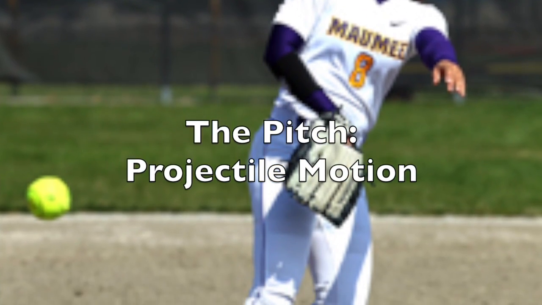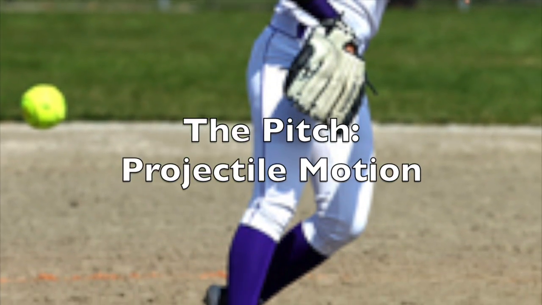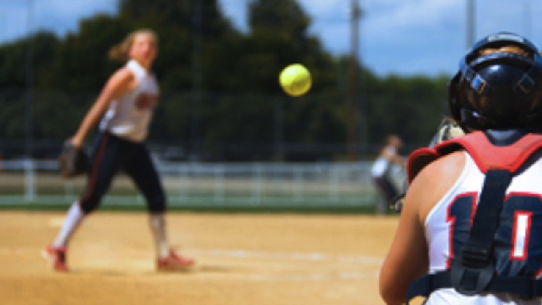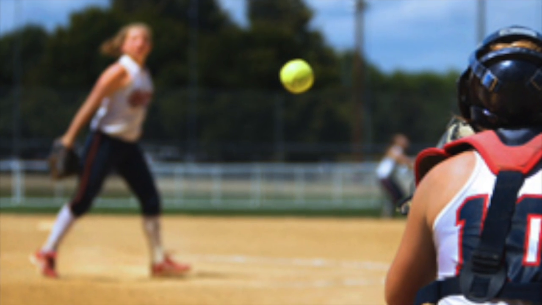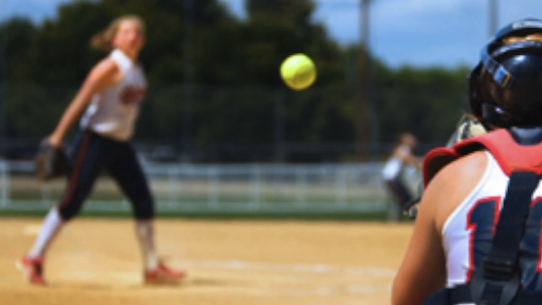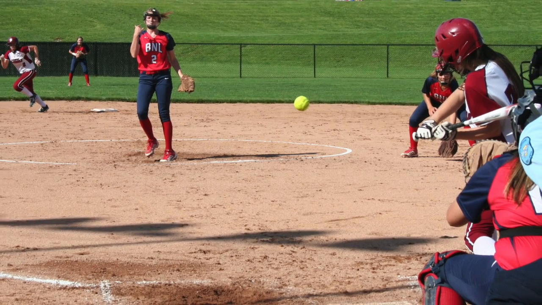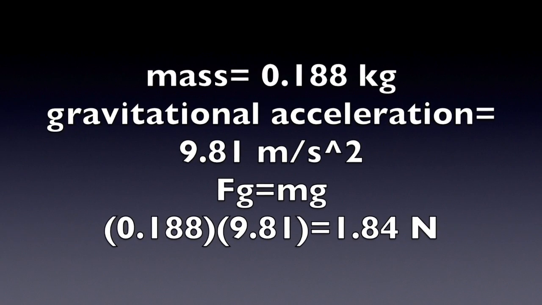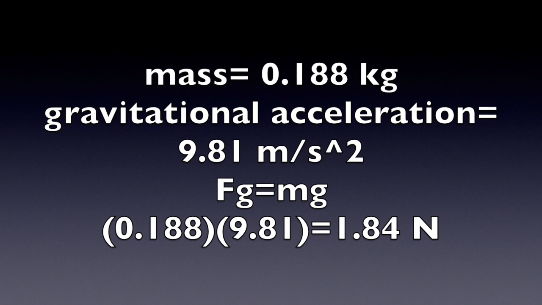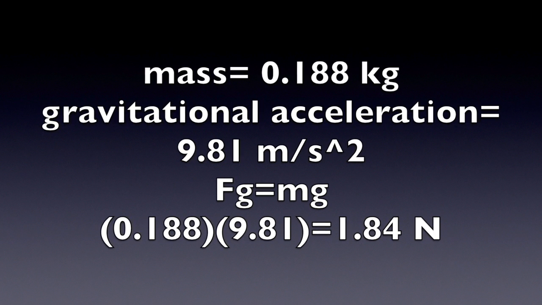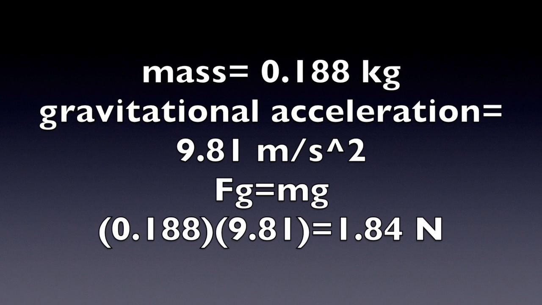When a softball is pitched, the ball is known as a projectile, an object that is thrown such that it has no means of self-propulsion. Gravity is acting on the ball as it travels from the pitcher's hand toward home plate. The mass of an average 12-inch softball is 0.188 kilograms. So, using the formula for the force of gravity equals mass times gravitational acceleration, 9.81, the force acting on the ball is equal to 1.84 newtons.